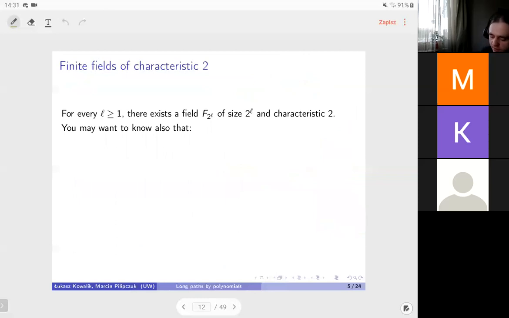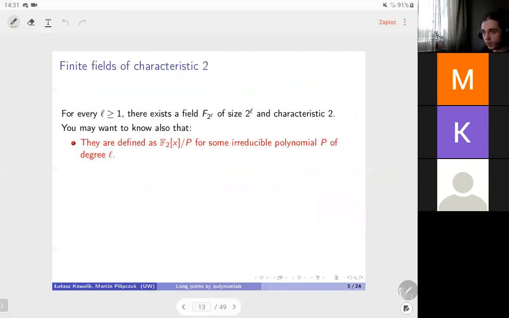So we have this field of size 2 to the L that has characteristic 2. But the other important information is how you construct these fields. If you look inside the guts, you're taking all the polynomials modulo 2. So how does a polynomial over F2 look like? It's just like x to the 10 plus x to the 5 plus x plus 1 or something like that. So the coefficients are just zeros and ones, and you have one variable.